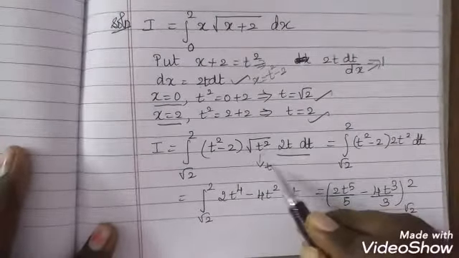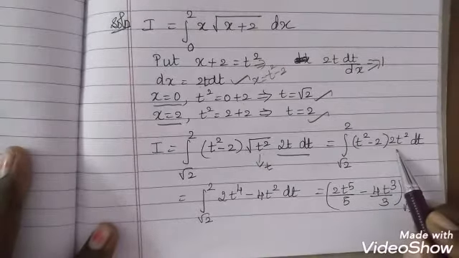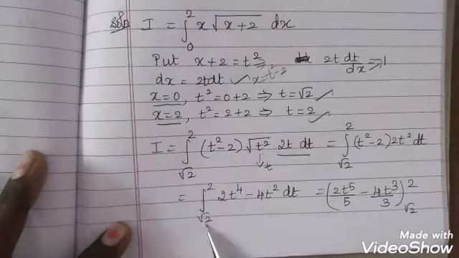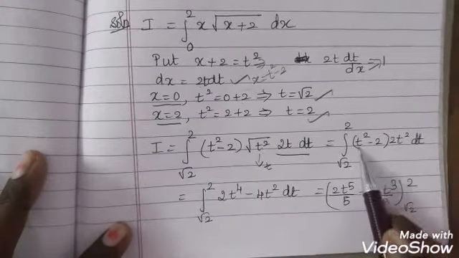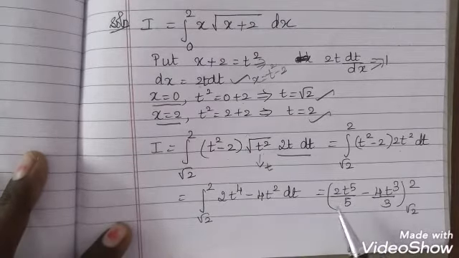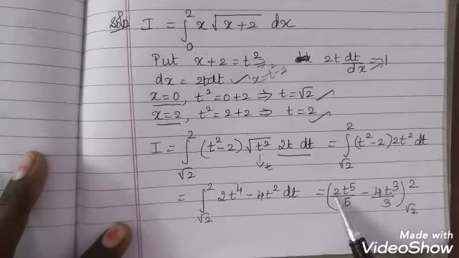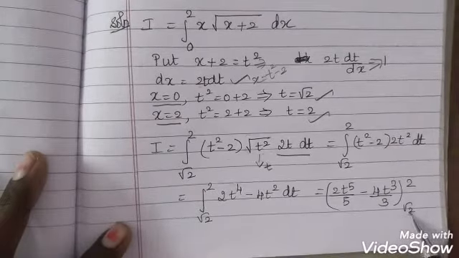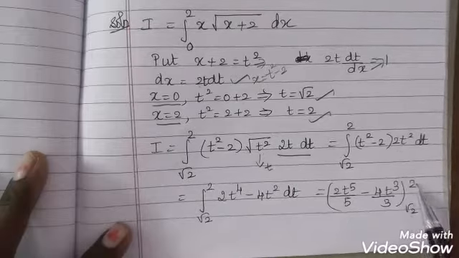Now t squared, the square root of it, what is this actually here? It's nothing but t. So 2t into t will give you what? 2t squared. Now multiply it. What will I get? Integral over root 2 to 2 of 2t power 4 minus 4t squared dt. So here we'll integrate it with respect to t. What will you get? 2t power 5 by 5 minus 4t cube divided by 3 over the limit root 2 to 2.